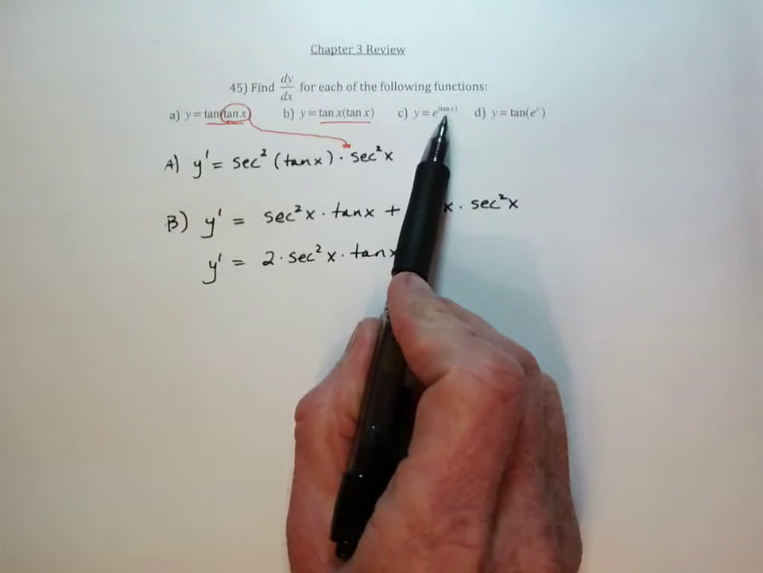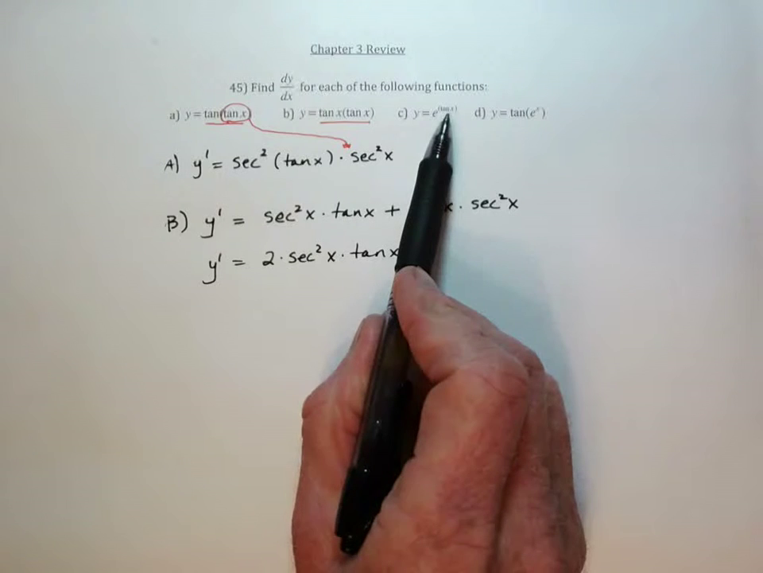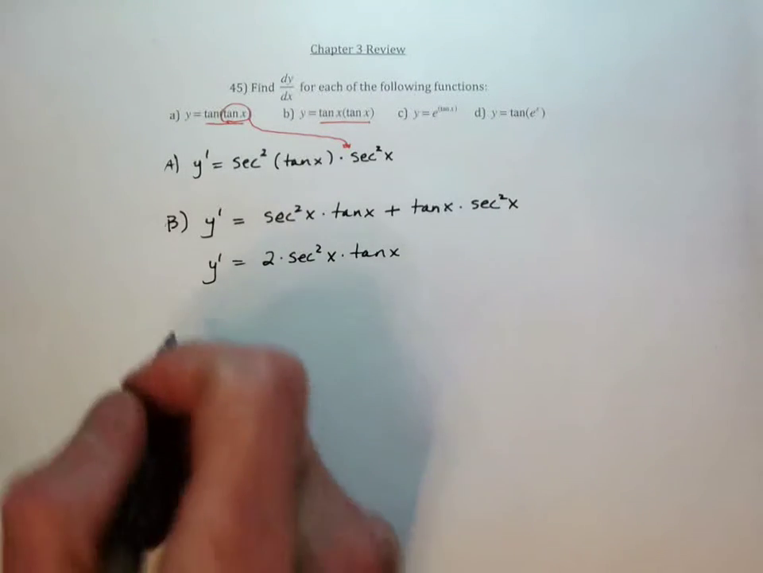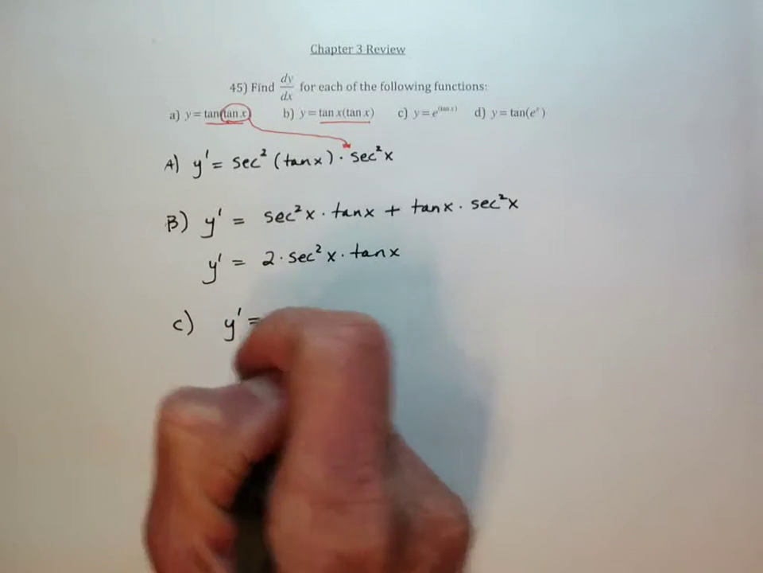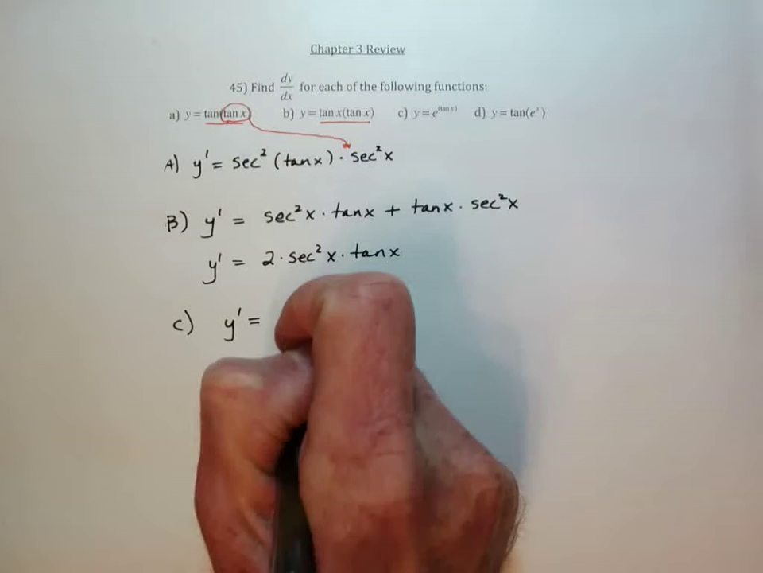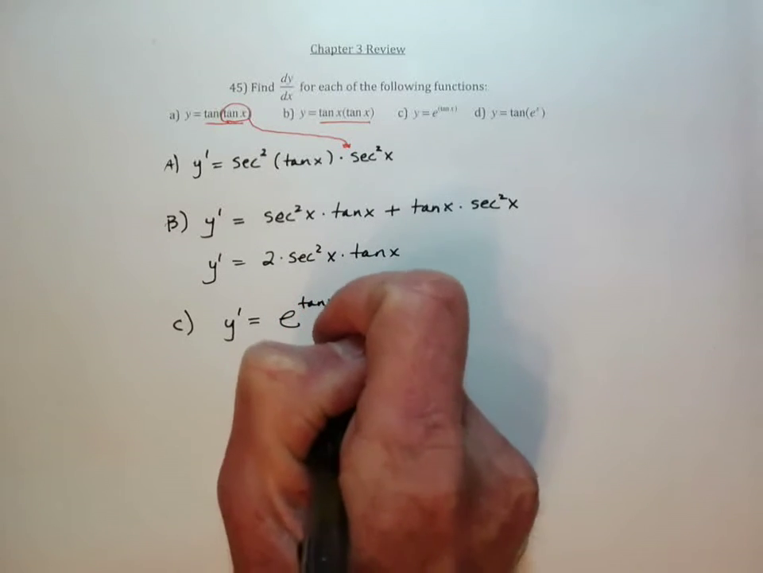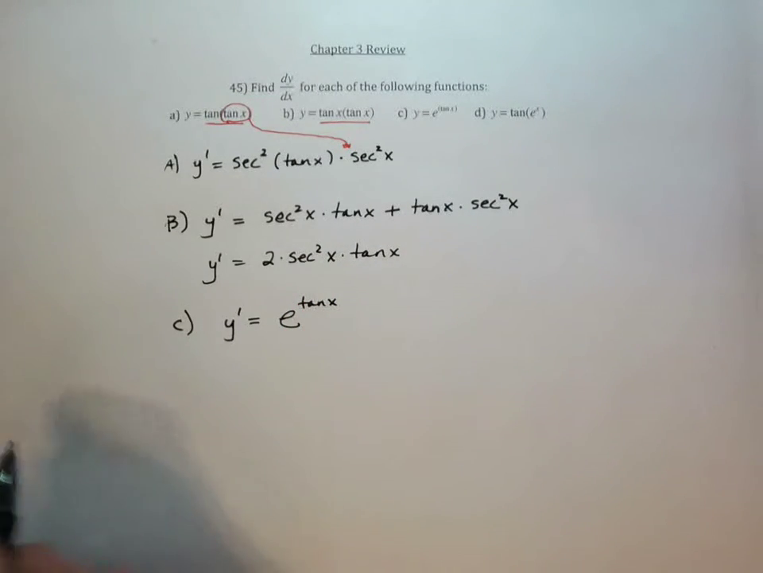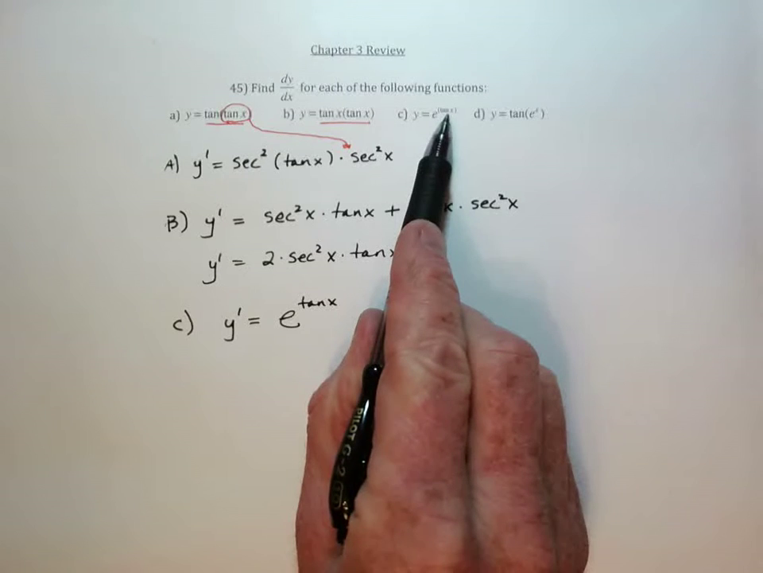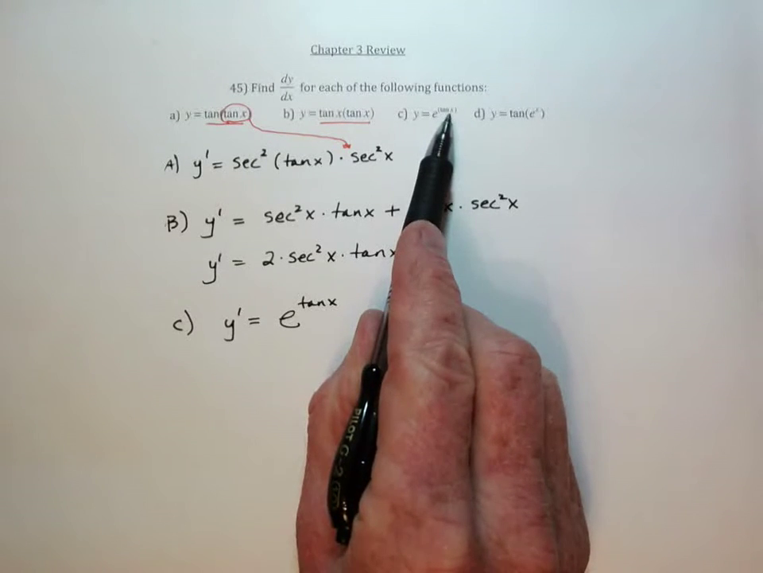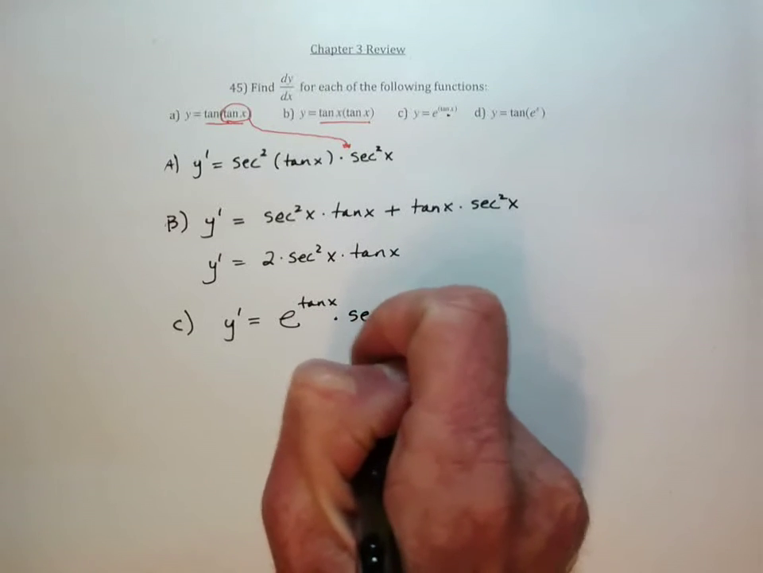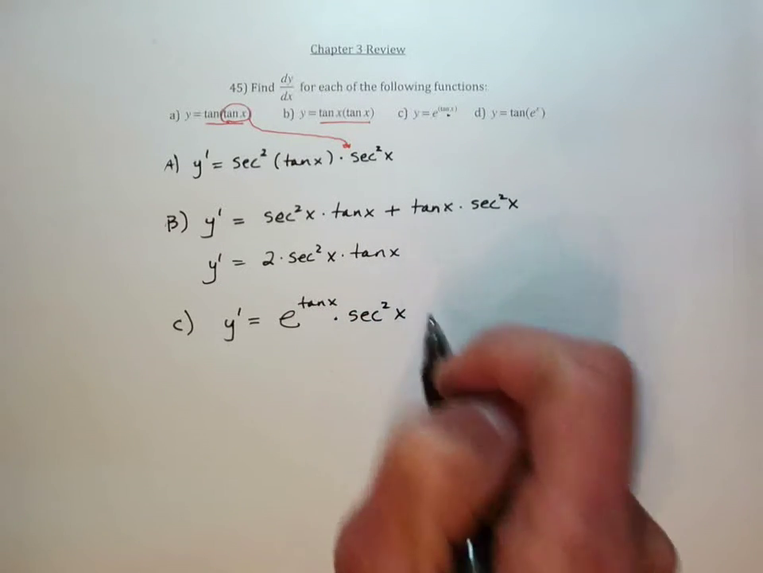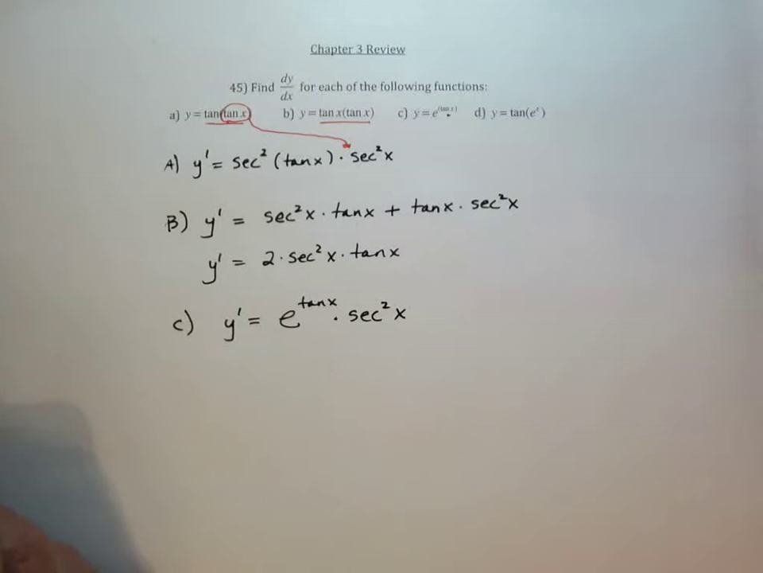So this one also requires the chain rule, so the tangent function has been substituted into the e function. So for part C, to begin with, the derivative of the e function is the e function. So at first it will look exactly like the original problem. And then the chain rule says take the derivative of tangent of x, and the derivative of tangent is secant squared. And then that one's finished.